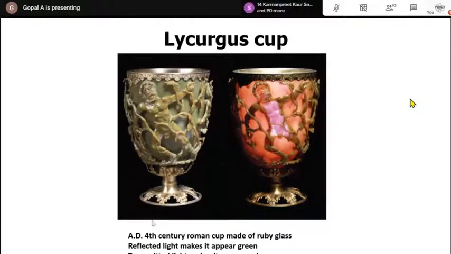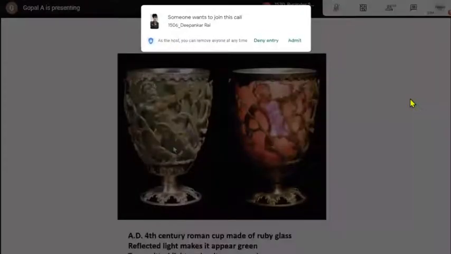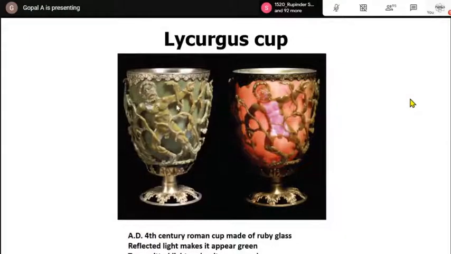So in the 4th century AD, people had this magic cup. If you put light inside the cup, it looks red in color. If you shine light on from the outside, it looks green in color. So that is, transmitted light is red and reflected light is green. This happens because this cup is made of a ruby glass, which has silver and gold nanoparticles. So they have different scattering properties.